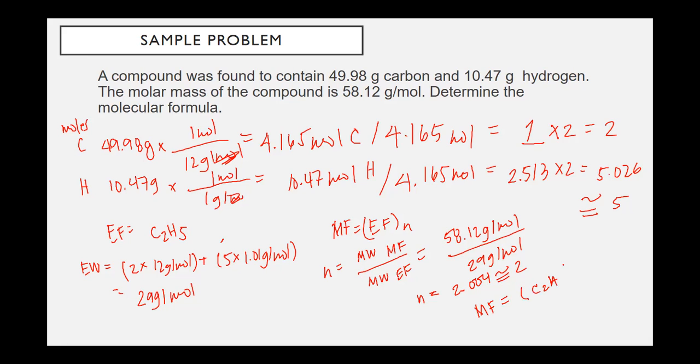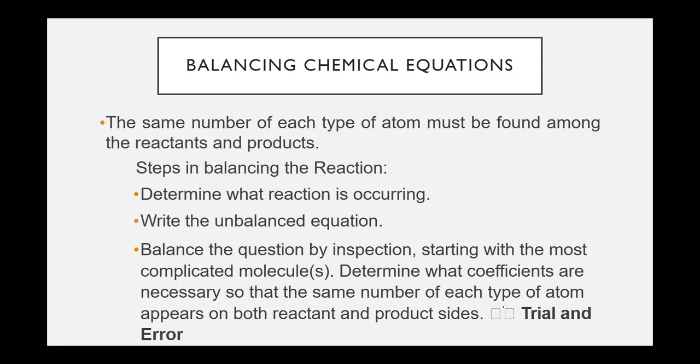So, molecular formula will then be C2H5 times 2, so magiging C4H10 ng molecular formula natin. So, hope that's enough para masanay kayo sa pagkuha ng molecular formula. Given lang ang mass.